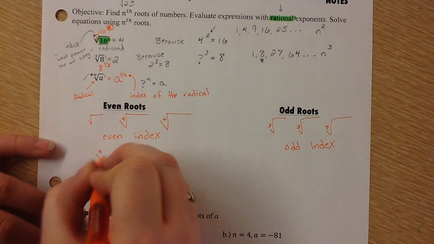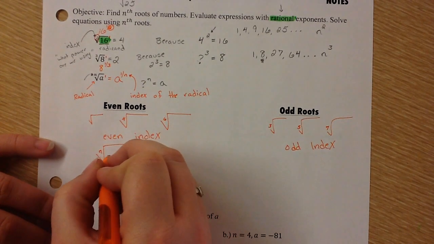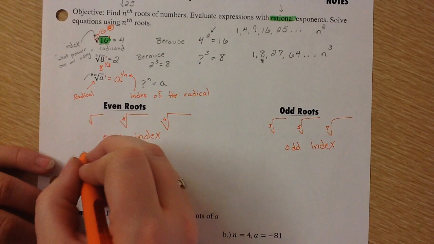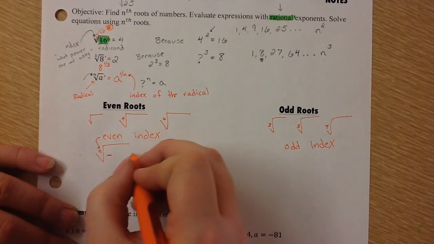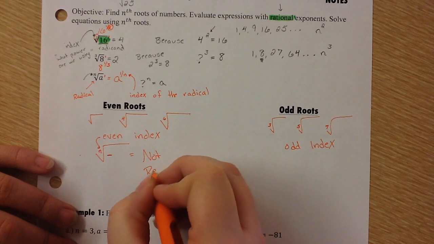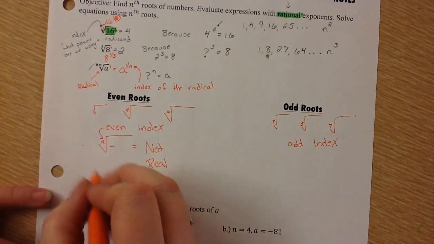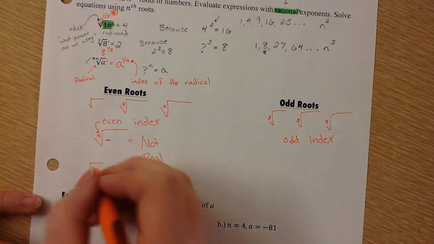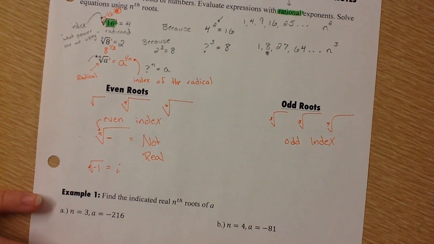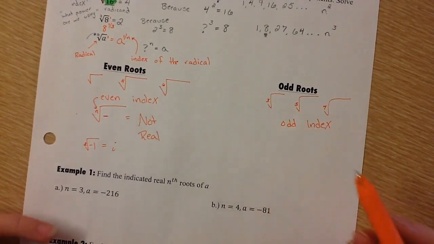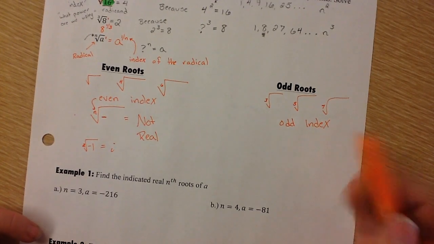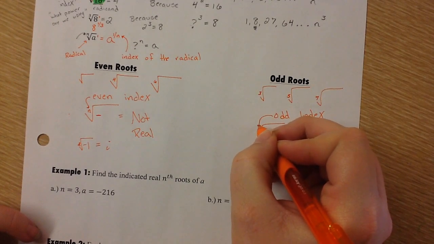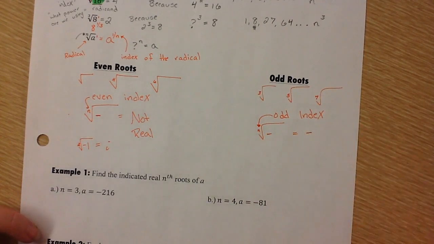The nth root of a negative number, if the index is even, is not real. That's where we get into those imaginaries, because remember, the square root of -1 is i. So that gives us our not reals, because my index is even. Square root is an index of 2. Whereas with odd roots, I can take the odd root of a negative. Sure, it's just going to give me a negative out.